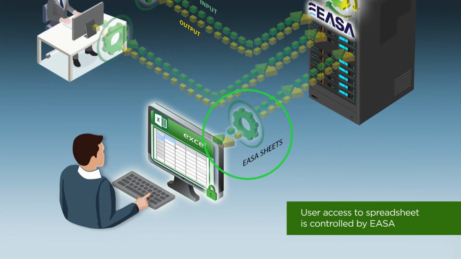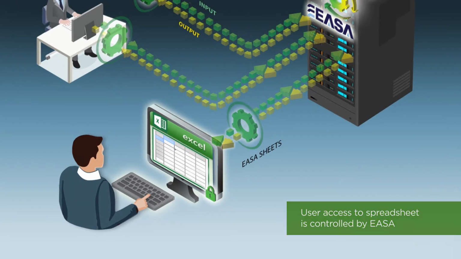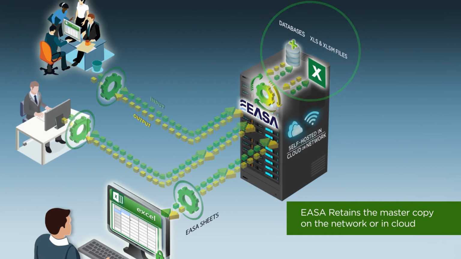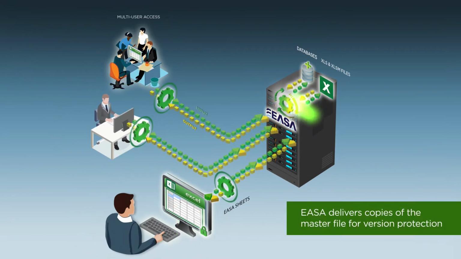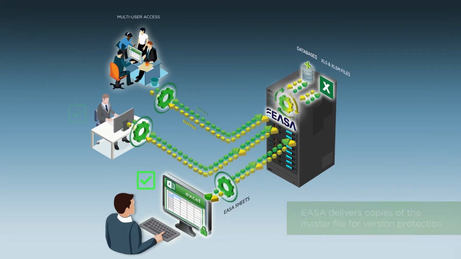EASA Sheets controls both the access to and the subsequent saving of the spreadsheet, if saving is required. EASA retains the master copy of your spreadsheet on your network or in the cloud. Authorized users needing to use a particular spreadsheet select it from an online directory, and EASA delivers a copy to the user. This assures that the correct version of the spreadsheet is being used.